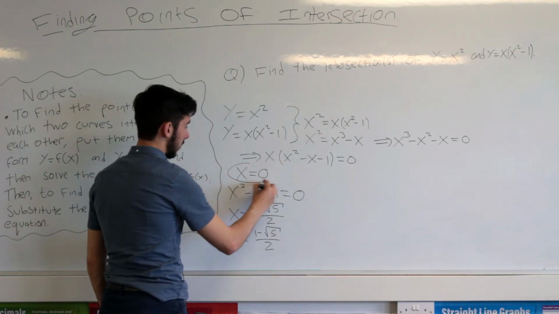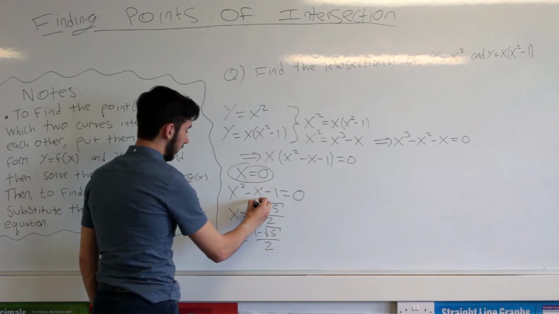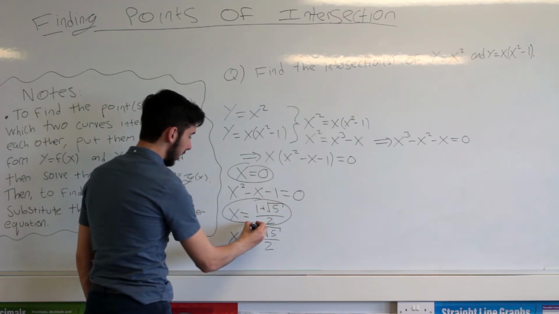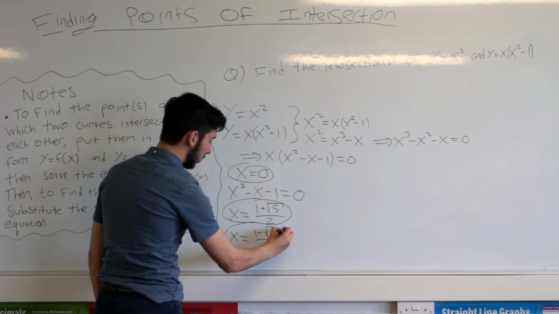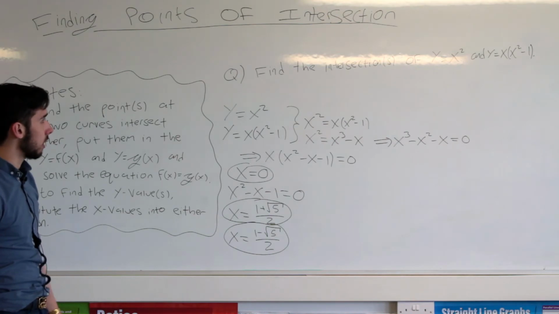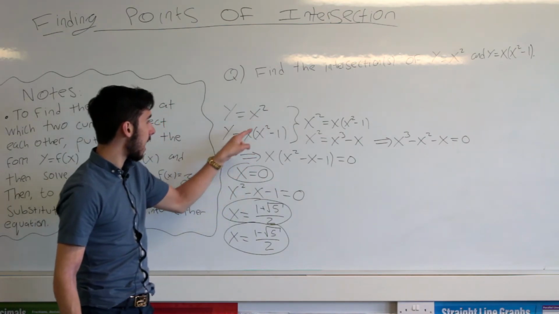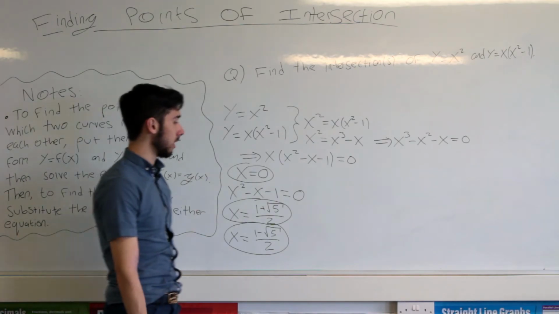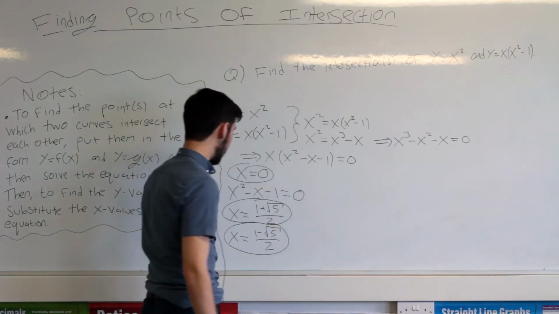They intersect when x is equal to 0, they intersect when x is equal to 1 plus root 5 over 2, and finally they intersect when x is equal to 1 minus root 5 over 2. These are the points at which the line y equals x squared and y equals x squared minus 1 touch each other, okay? So let's see, should we draw it?